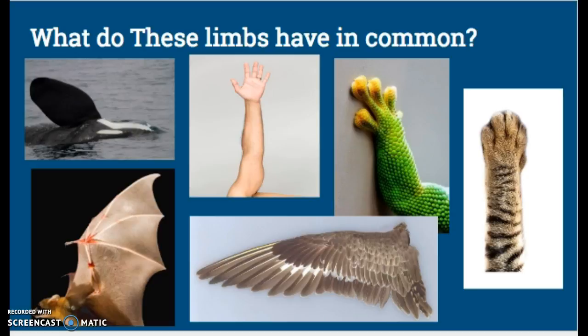So, what do these limbs have in common? Let's look at these. Okay, some of them have some similarities, like they have toes or something, but they mostly look pretty different and they all serve pretty different functions. Some of them are used for flying, some of them for swimming, some of them for just holding onto your pencil or bringing food to your mouth or scratching a bug bite. But they look pretty different. They have some different jobs.